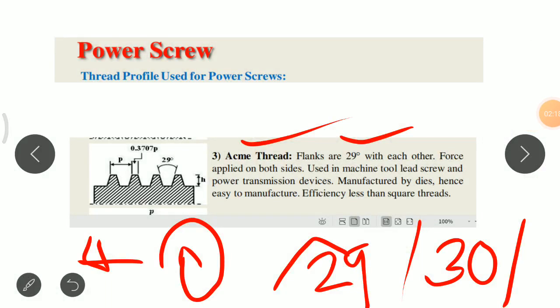And these Acme threads have some limitations. The first limitation is that the efficiency of the Acme thread is lower than that of the square thread because it has a slope at the side. The second limitation is that the slope on the sides introduces some bursting pressure on the nut also. The application of the Acme thread is in the lead screw of machine tools, which we have written here.